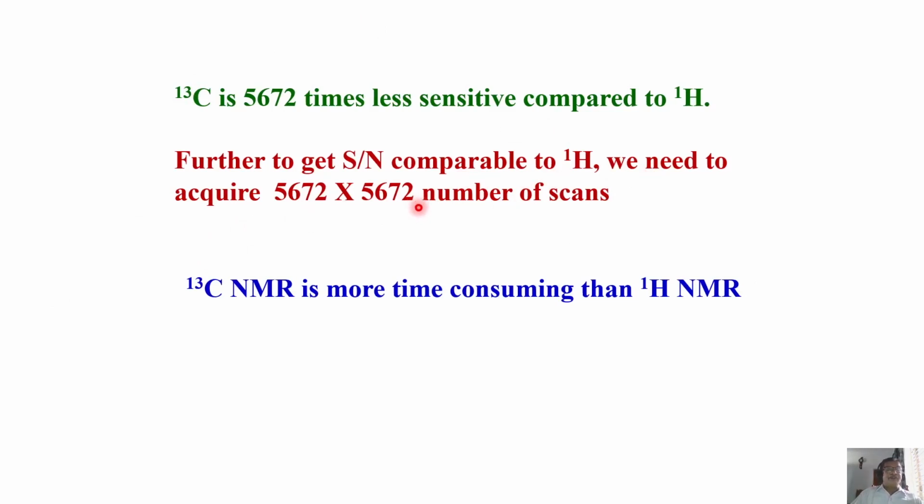Okay, because signal to noise ratio goes by root of square. It takes enormous amount of time. So carbon-13 NMR is more time consuming than proton. So this is the situation.